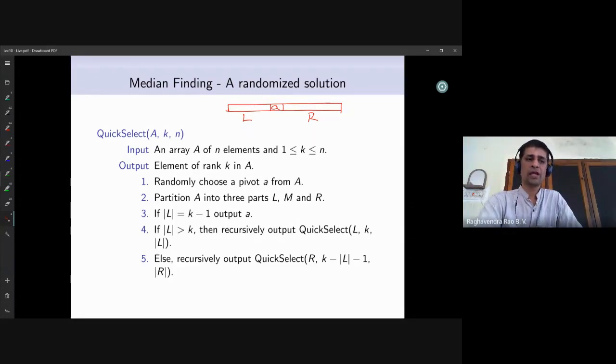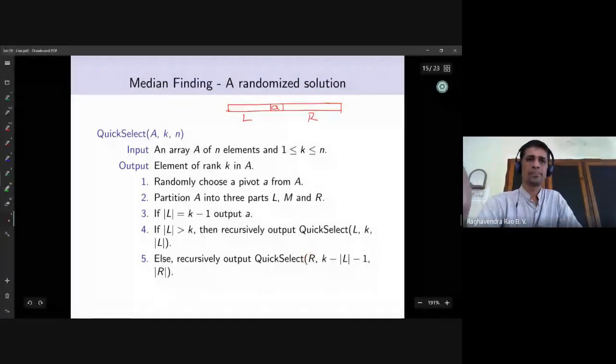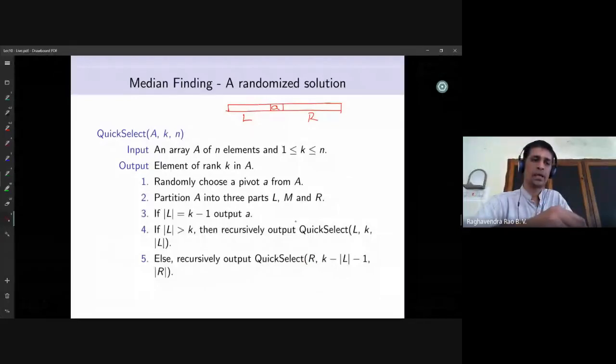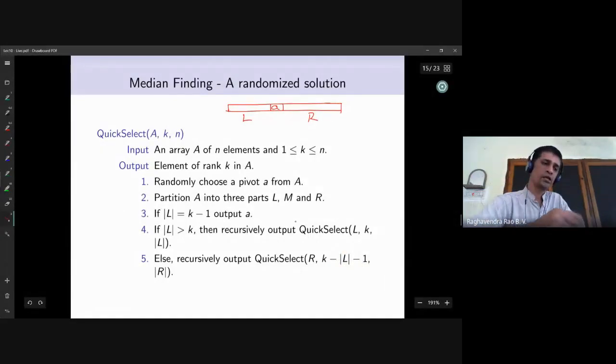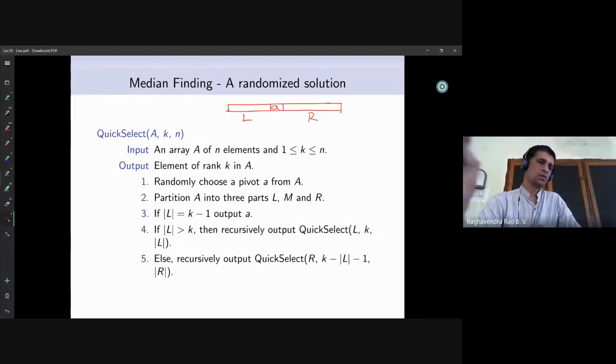So what is the effective rank of the element we are targeting in the new array? I'll shave off those values from k. So k minus size of L minus 1, where the 1 is for the pivot. So we recursively call quick select on R with k minus cardinality of L minus 1, and the size of the new array is cardinality of R. So this is our algorithm.